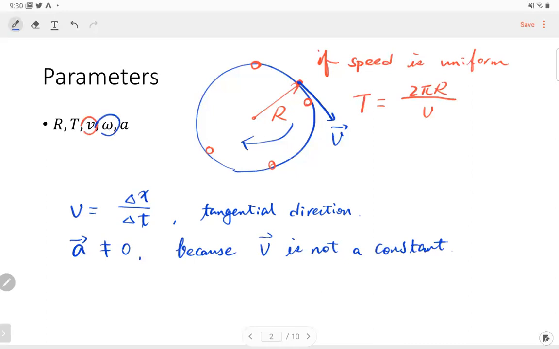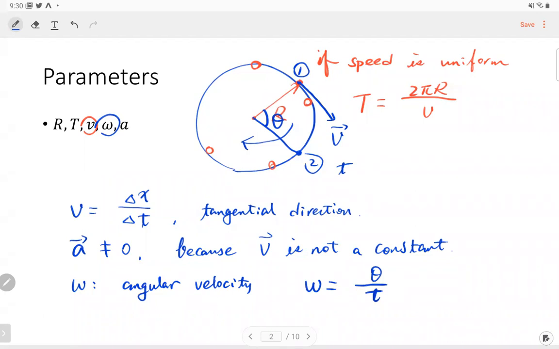And the next one will be the angular velocity. This is a new parameter, and we don't have this parameter in linear motion. We call it angular velocity. So what does this mean? It means how fast the object takes to go around the whole circle. It's similar to linear velocity, but they have different units. If the object moves from one position to the other with an angle of theta and takes time t, then the angular velocity is defined as theta over t.